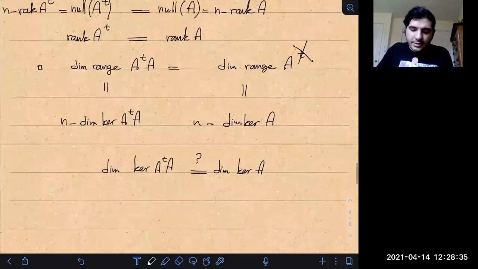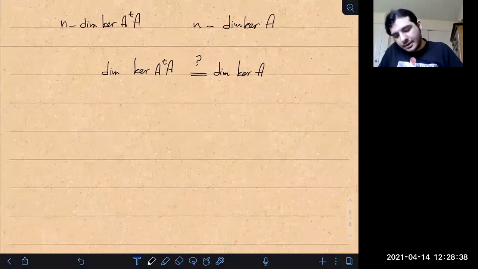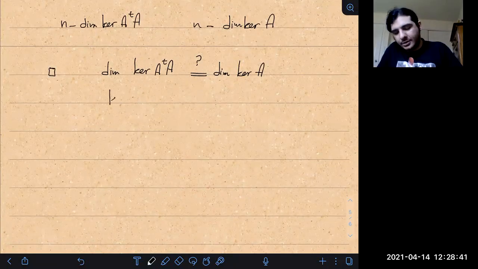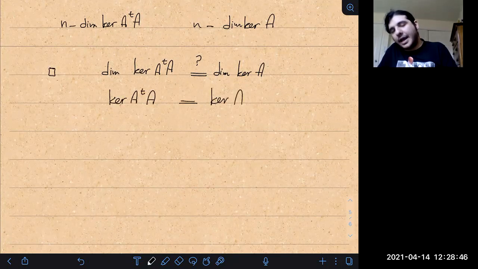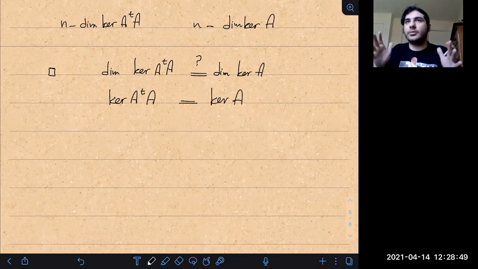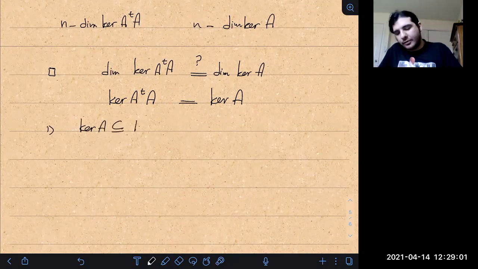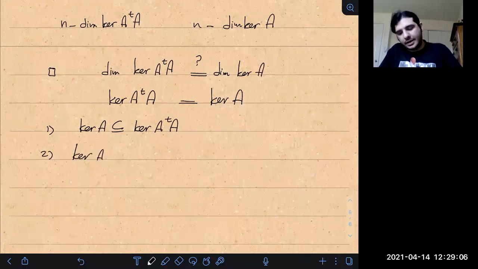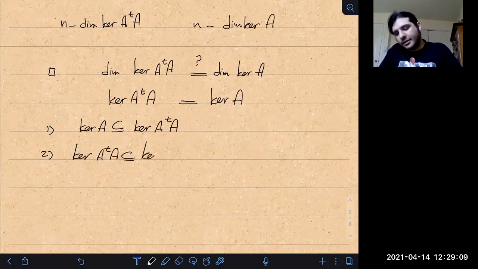Now, the interesting thing is that not only is this correct, but more than that, the kernel of A transpose A is actually equal to the kernel of A. Therefore, obviously, the dimensions are also equal. Why is that true? To prove that, I should show that the kernel of A is a subset of the kernel of A transpose A, and that the kernel of A transpose A is a subset of the kernel of A. It has 2 steps. So let's try to prove the first step.